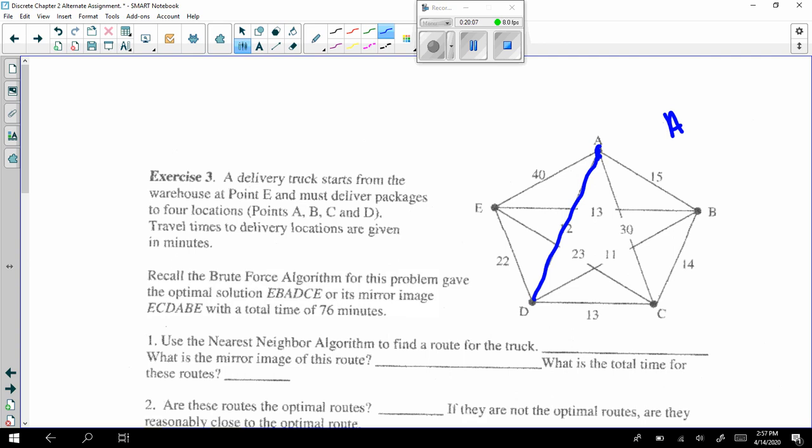Or do we start at E? Oh, we want to start at E. I apologize. Hold on, let me erase that. Okay, I apologize. I knew something looked funny. So we're going to start at E. So we're going to either go from E to D, or E to C, or E to B, or E to A. Well, the cheapest one is this 13. So we're going to go E to B.